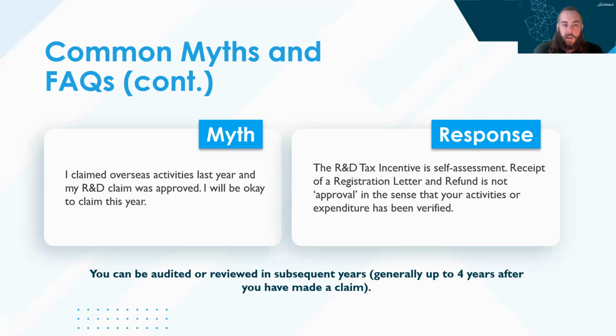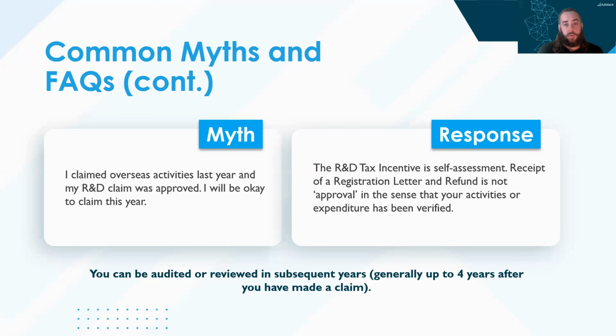Another myth: well, I claimed overseas activities last year and my claim was approved. Sometimes I talk to prospective clients that have unintentionally claimed ineligible activities. They say, I claimed them last year, my R&D was approved, so therefore I can claim them again. And the response is that, well, the R&D tax incentive is self-assessment. The receipt of a registration letter and even a refund is not approval in the sense that your activities have been verified, that your expenditure has been verified. At that point, it's self-assessment generally.